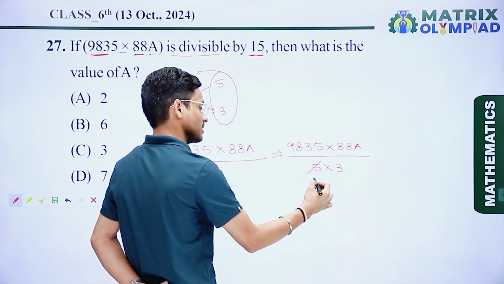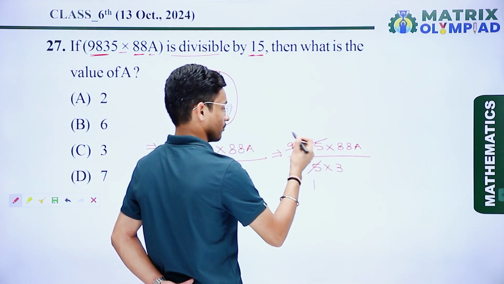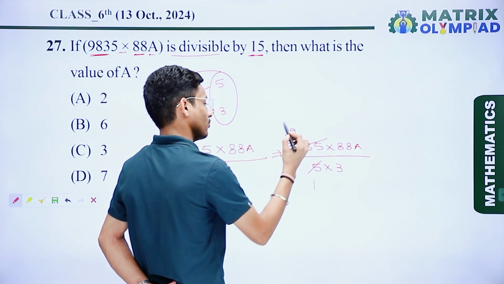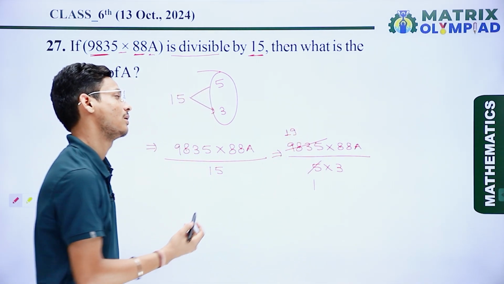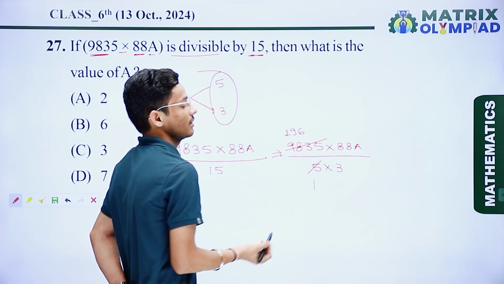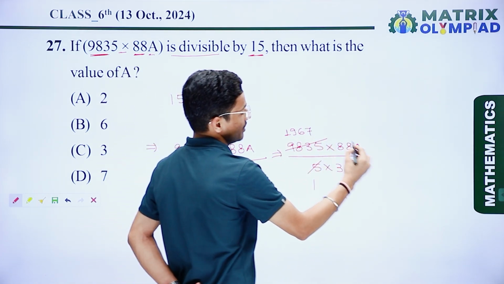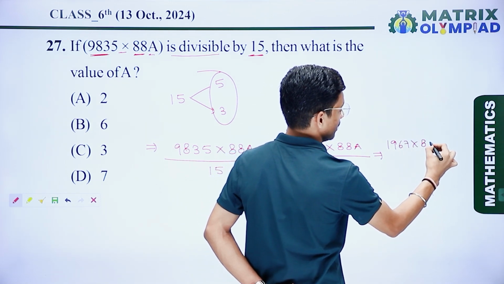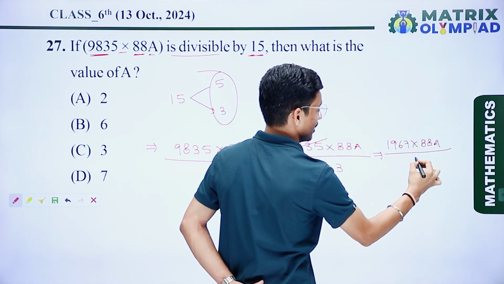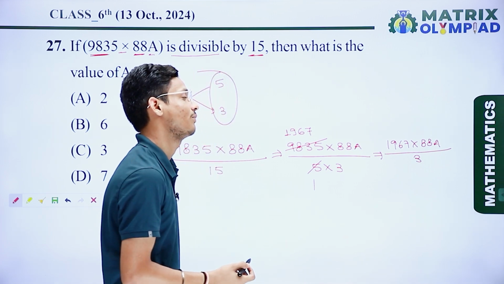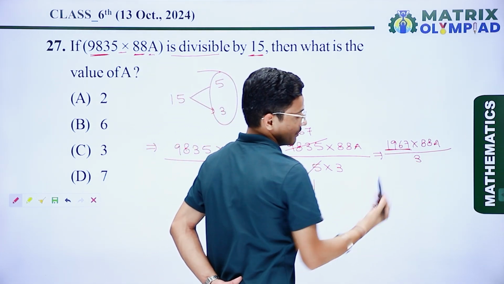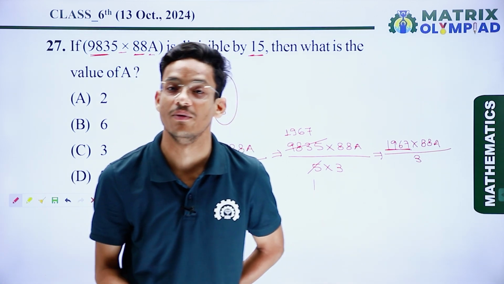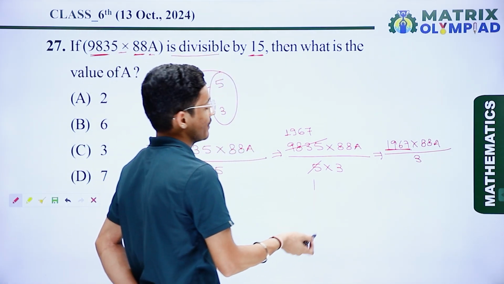So 5 1s are 5, 5 1s are 5 and remaining 4, 5 9s are 45 remaining 3, 5 6s are 30 remaining 3 and 5 7s are 35. It means the number is 1967 multiplied by 88A divided by 3. So check the divisibility rule of 3. The sum of these digits should be completely divisible by 3, right? So 9 and 1 is 10, 10 and 6 is 16, 16 plus 7 is 23. So 23 is not divisible by 3.